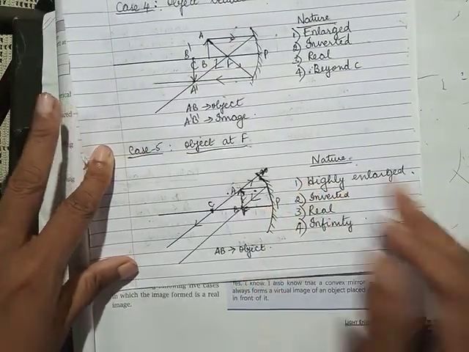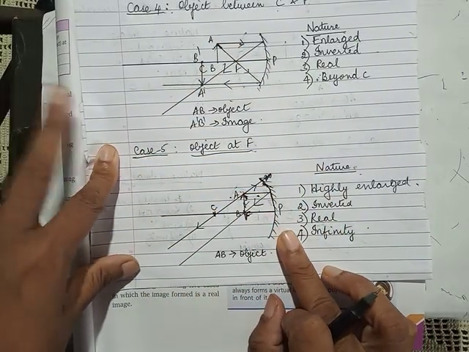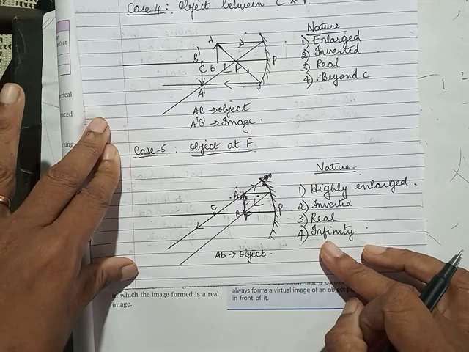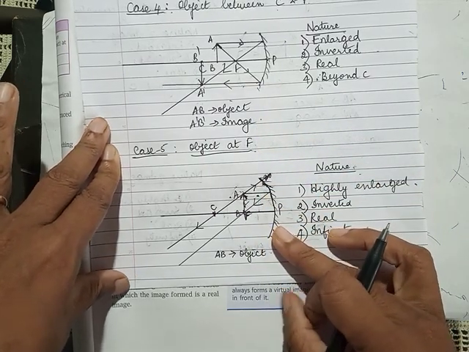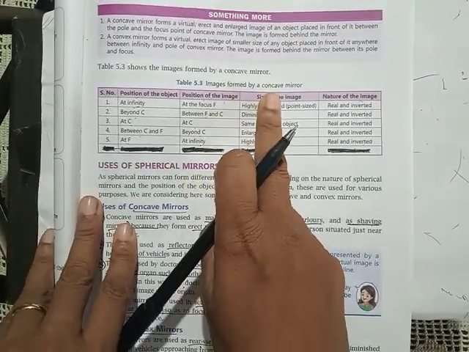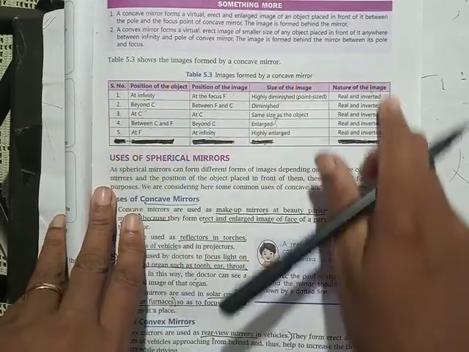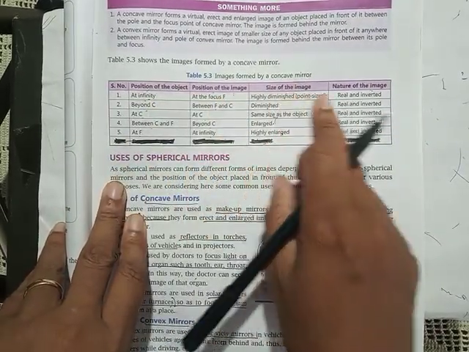Okay, so this is how case 4 and case 5 have to be done. I hope you have drawn along with me and you're clear on how to draw the diagrams. Now, after the diagram there is a table that is given: image formed by a concave mirror.